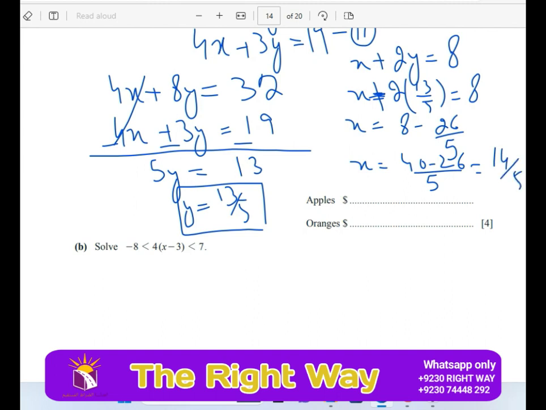You can either give your answer in fraction or decimals. 14 divided by 5 will be equal to 2.8, and 13 by 5 will be equal to 2.6.